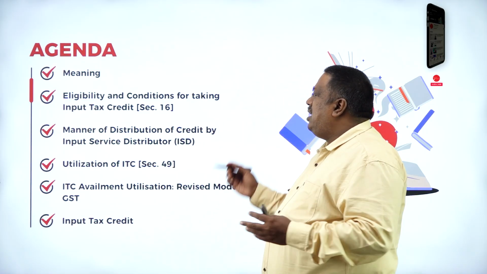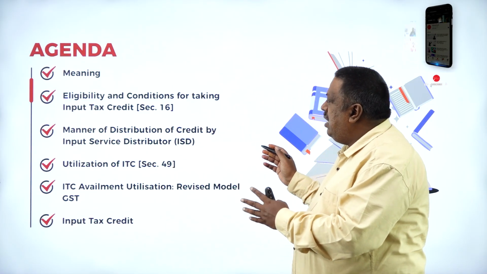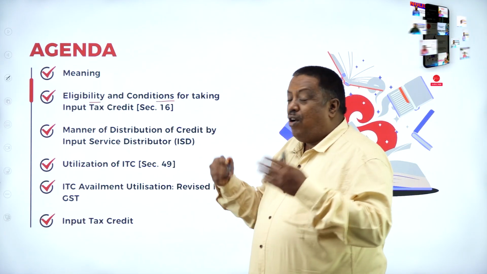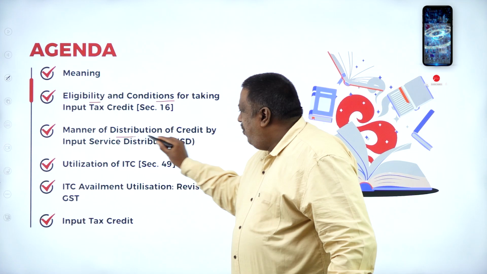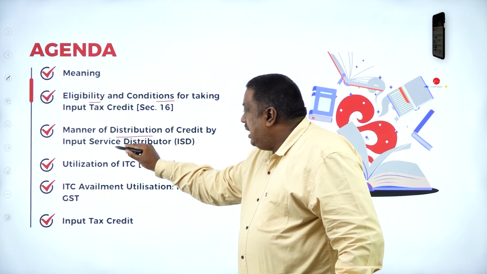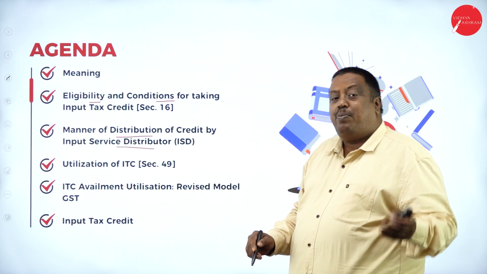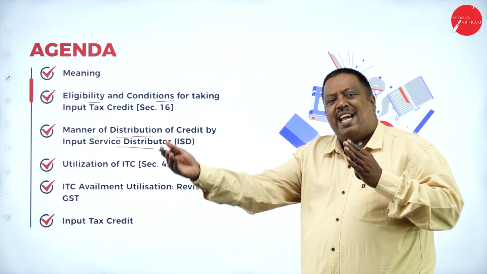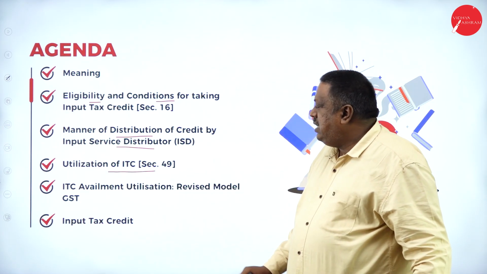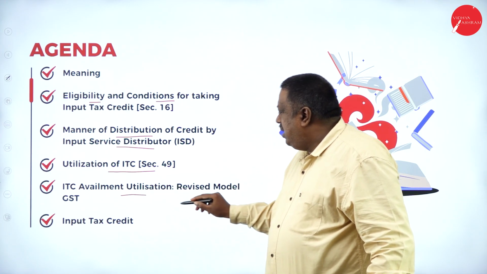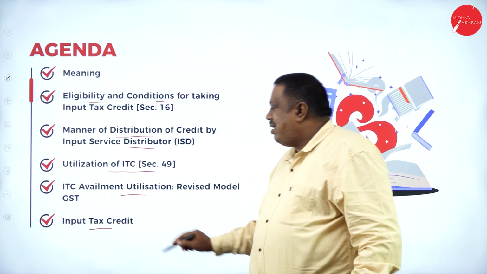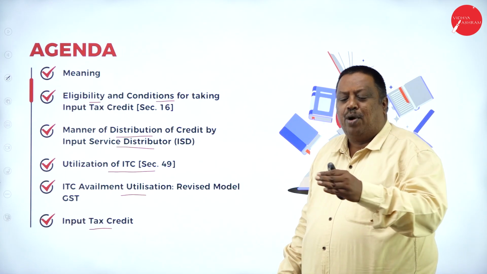The agenda is very simple. The meaning of ITC, who is eligible and what the conditions are for ITC, manner of distribution of credit by ISD, that is the input service distributor, from the head office to its branches. Utilization of ITC, ITC availment, utilization, revised model GST, and the input tax credit concept with problems.